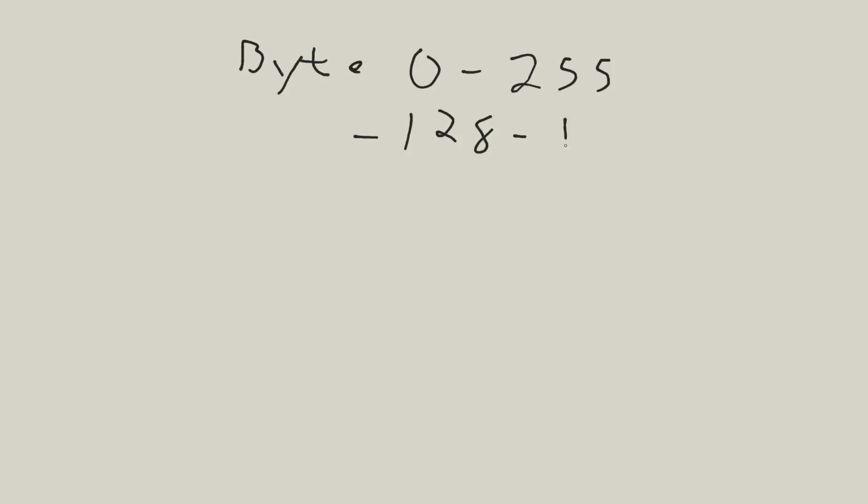So let's draw out another byte. Now, before we do that, actually, an unsigned byte, I apologize for my atrocious handwriting, by the way, goes from 0 to 255, while a signed byte goes from negative 128 to 127. So it's kind of an odd range. So let's draw out our byte.